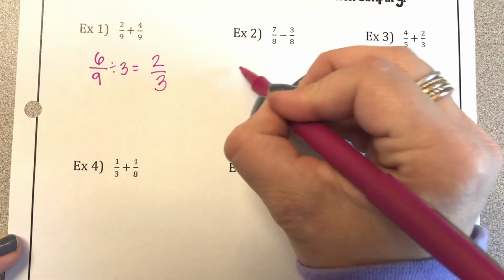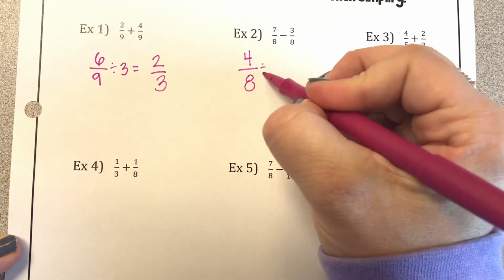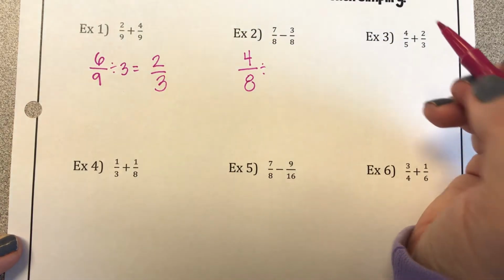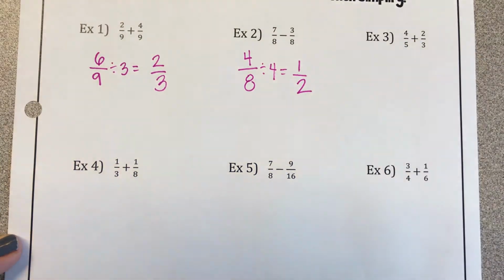On number 2, they have a common denominator of 8. 7 minus 3 is 4. What are 4 and 8 both divisible by? 4. So 1/2 would be my final answer.